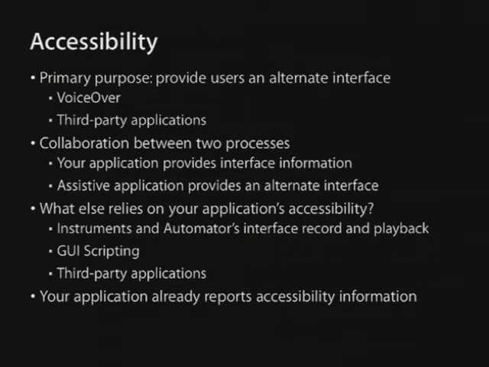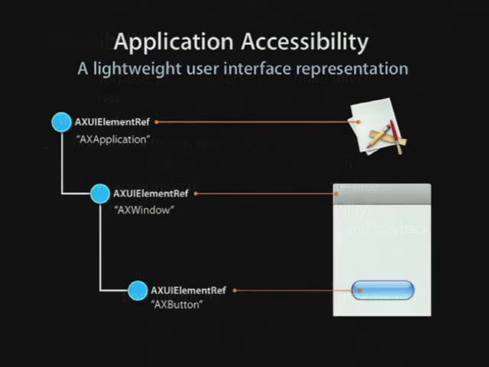So let's talk about how we would address that. Actually, before we do that, one more point about application accessibility, which is, what is this information that my app's already giving out? I didn't even know it was. What's going on? It's a lightweight representation of your user interface.